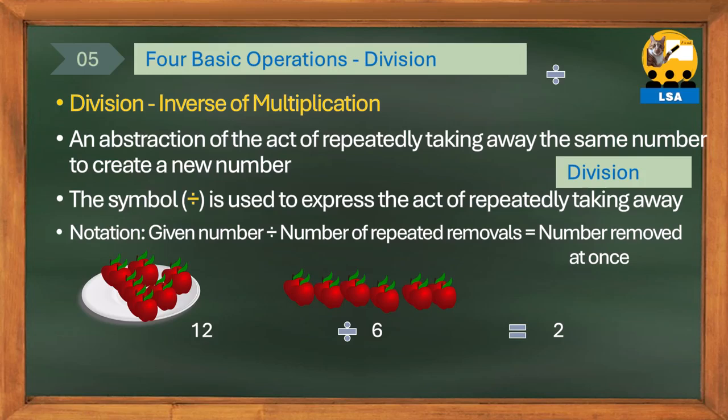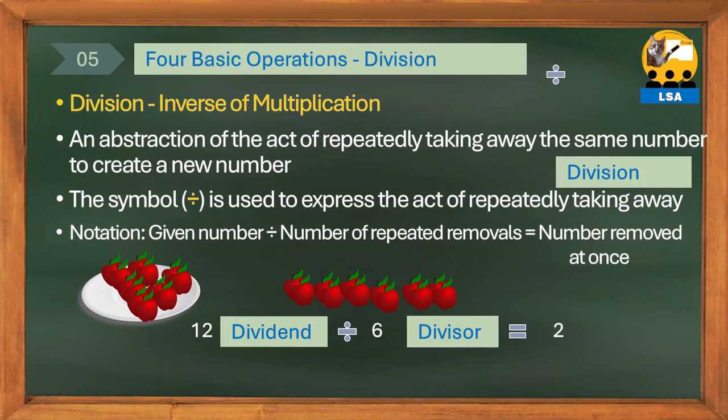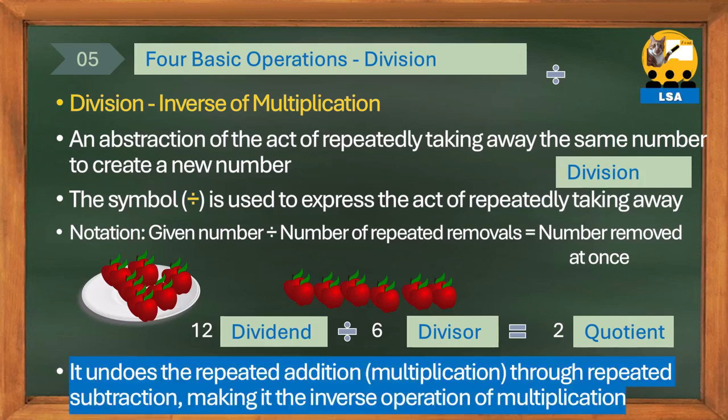At this time, the divided number 12 is called the dividend, the repeating number 6 is called the dividing number or divisor, and the unit number taken away, 2, is called the quotient. Just as subtraction was the inverse of addition, division invalidates the repeatedly added multiplication by repeatedly subtracting it, so we can see that division is the inverse operation of multiplication.